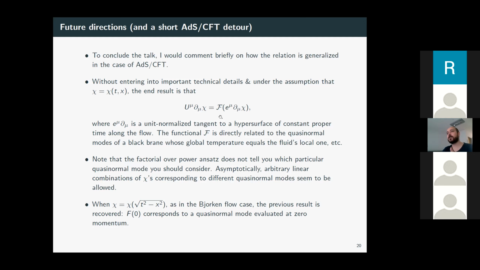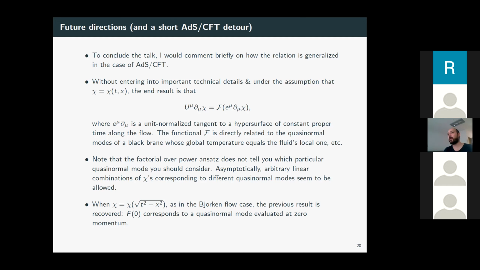But this is important, but it's not the crux of this analysis. The most important piece comes in the form of this function, which is directly related to the quasi-normal modes of a black brane whose global temperature at a given position in the fluid equals the local temperature of the fluid, and so on, okay? There are several important things here. The first one is that the factorial over power ansatz is not going to tell you which particular quasi-normal mode you should consider. And asymptotically, it seems that arbitrary linear combinations of solutions of this form would be allowed to control the large order behavior.